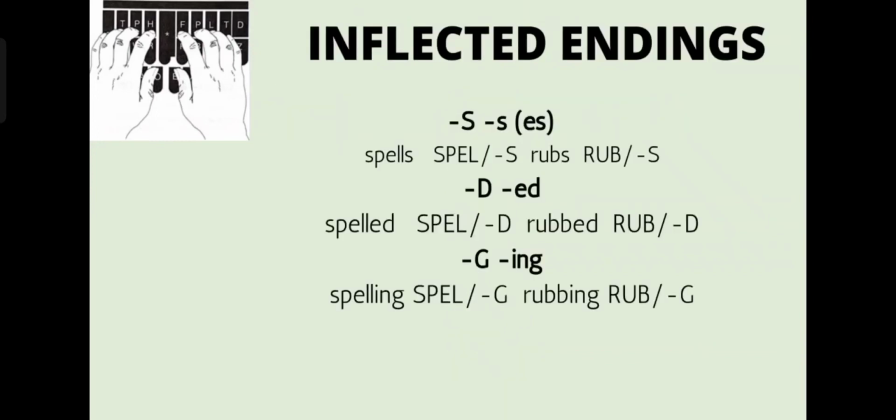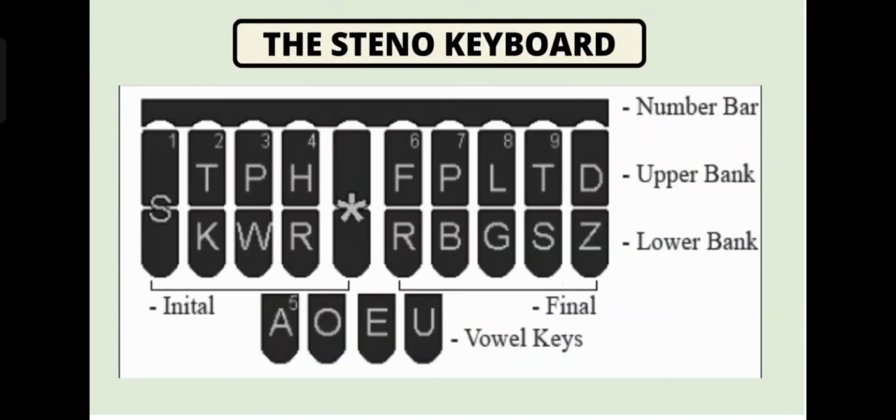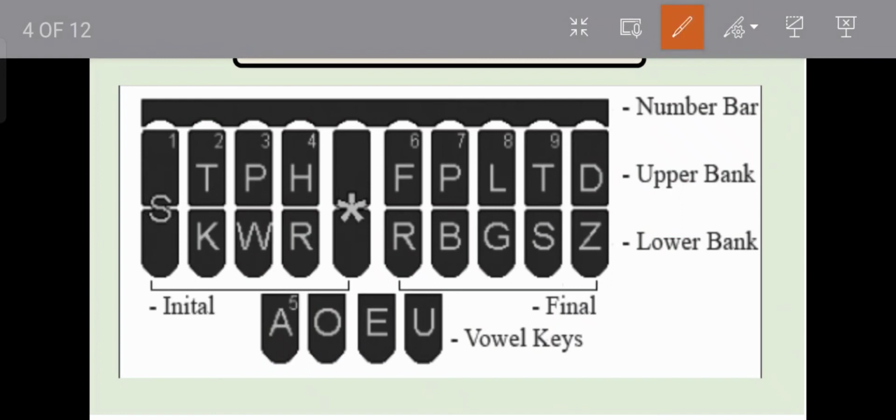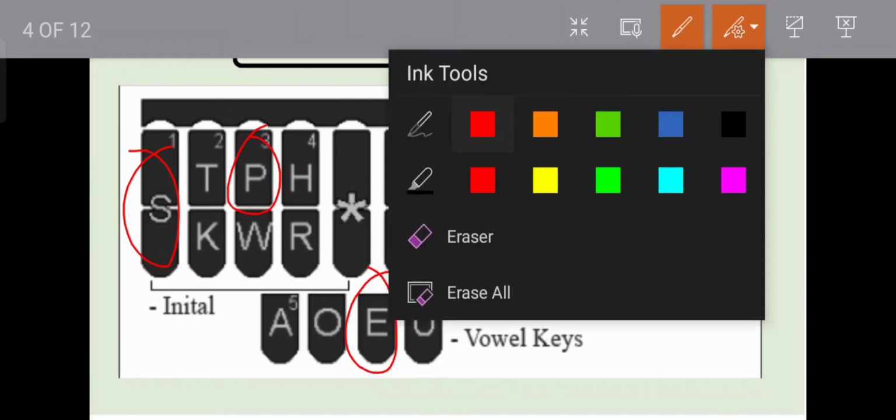For inflected endings, like ES or S at the end of words, for example spells, cuts, reads, and so on, like robs and many other ES endings, you have to type it with just the letter S at the end. For example, the word spells. You have to press S, P for initial keys, vowel E, final L, and S. So that's spells, in a single stroke.